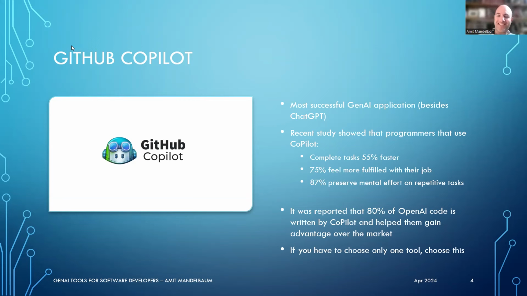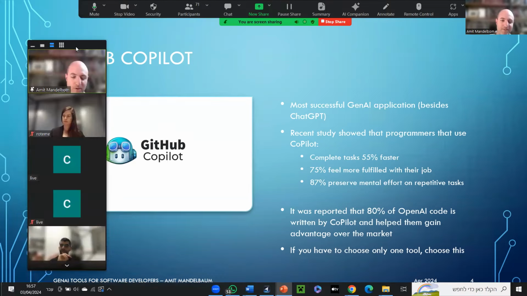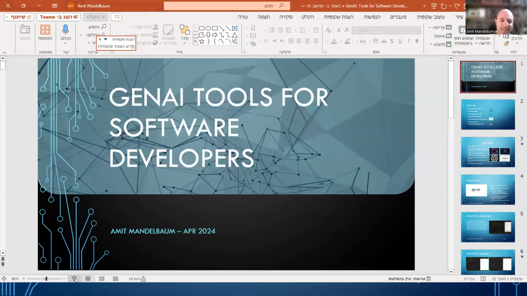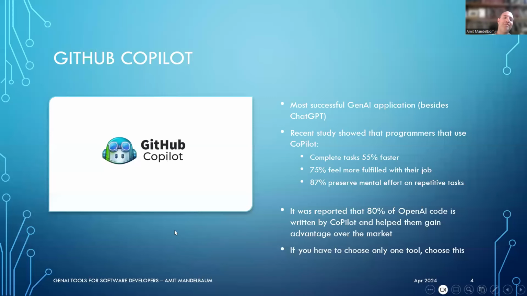It was reported on some occasions that 80% of OpenAI code is written by GitHub Copilot, and people were wondering how OpenAI is able to keep such a staggering gap from the market. And this is one of the reasons, that they are sort of dogfooding their own product.